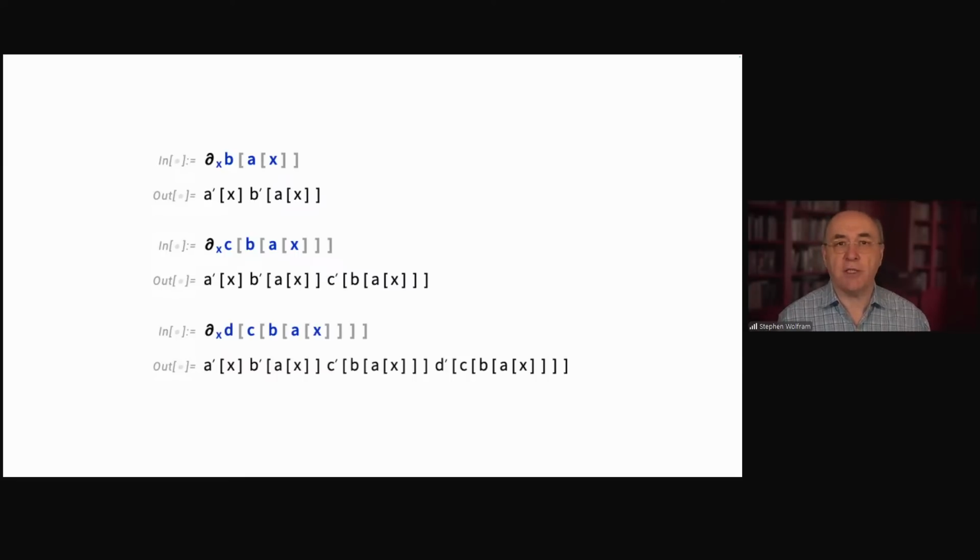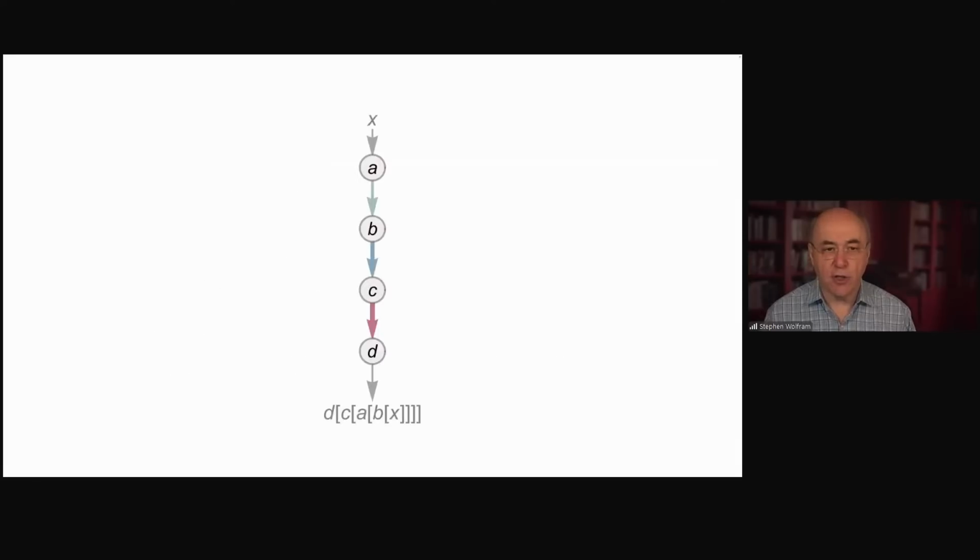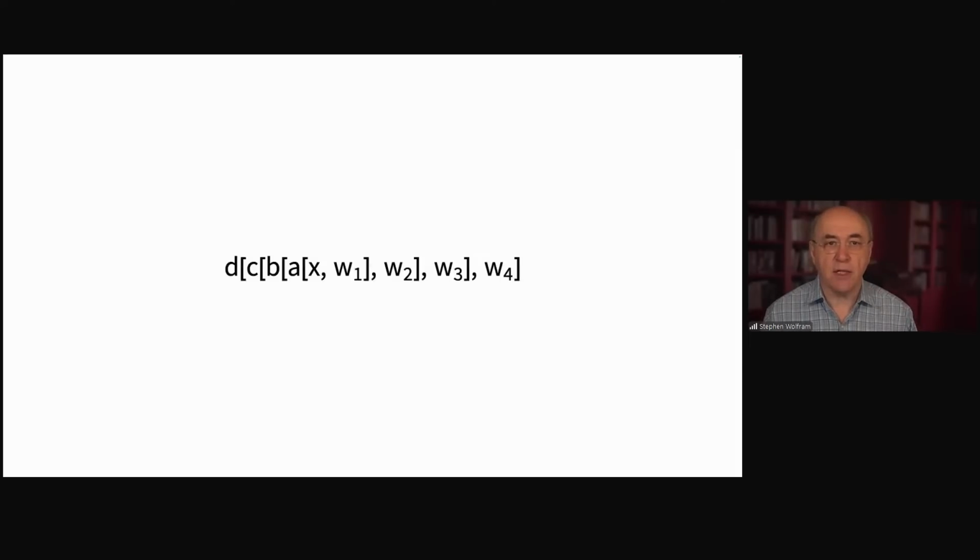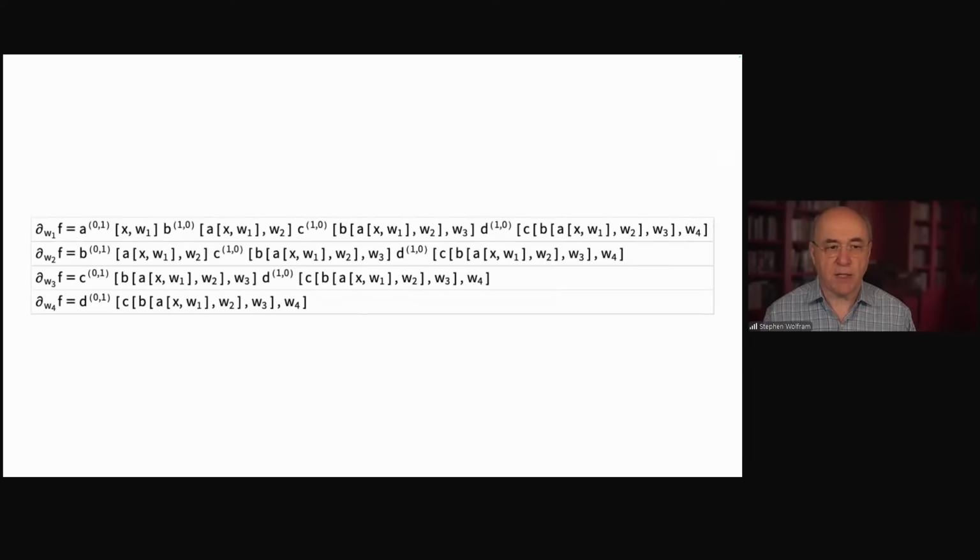So how does this apply to neural nets? Well, each layer in a neural net is in effect doing a function composition. So for example, our d of c of b of a of x is kind of a trivial neural net. But what about the weights, which after all are what we're trying to find the effect of changing? Well, we can include them explicitly in the function we're computing, like this. Then we could, in principle, symbolically compute the derivatives with respect to these weights. Here are derivatives with respect to each of those weights.